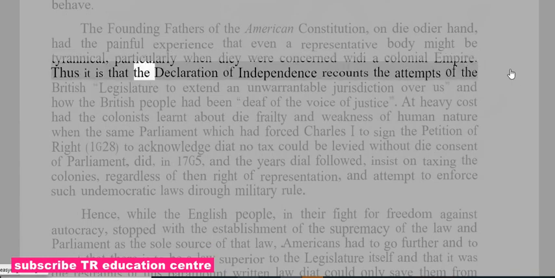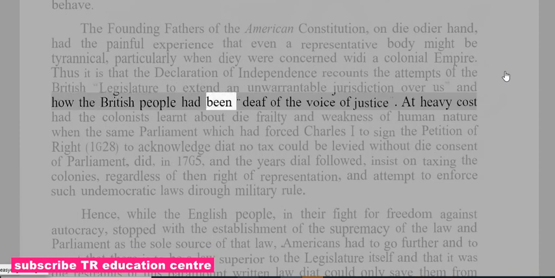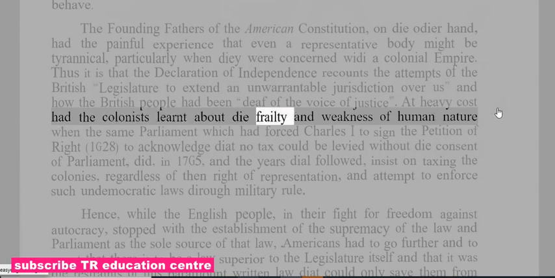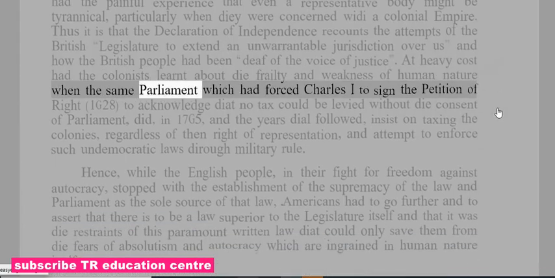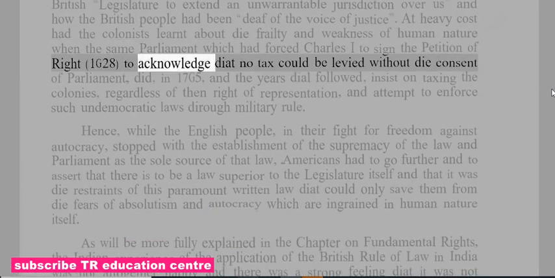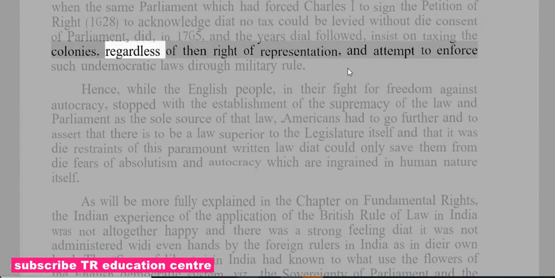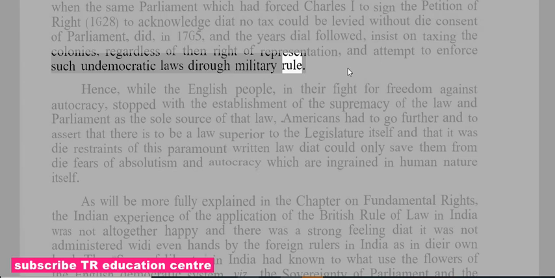Thus it is that the Declaration of Independence recounts the attempts of the British legislature to extend an unwarrantable jurisdiction over us, and how the British people had been deaf to the voice of justice. At heavy cost had the colonists learned about the frailty and weakness of human nature when the same Parliament which had forced Charles I to sign the Petition of Right, 1628, to acknowledge that no tax could be levied without the consent of Parliament, did, in 1765, and the years that followed, insist on taxing the colonies, regardless of their right of representation, and attempt to enforce such undemocratic laws by military rule.